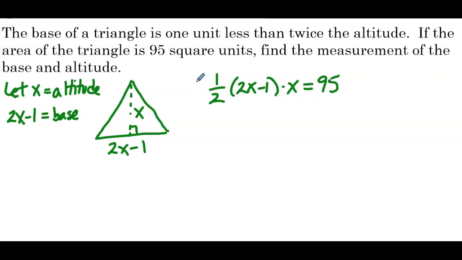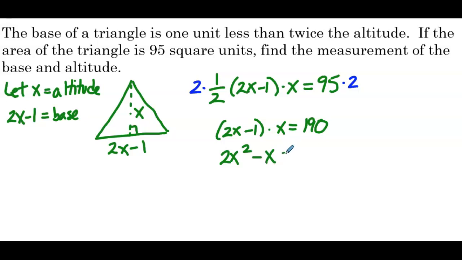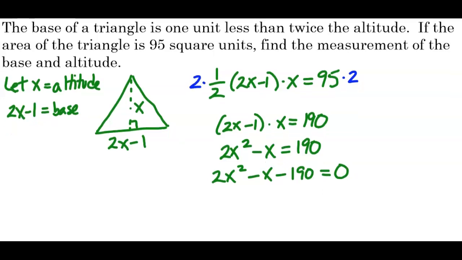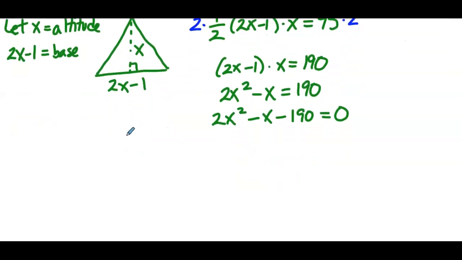So let's start by multiplying both sides of the equation by 2, so we don't have any fractions. So now we're going to have 2x minus 1 times x, which is going to be 190. We can distribute the x, so 2x squared minus x equals 190. So we'll have 2x squared minus x minus 190 equals 0. We have a quadratic, so the equation has to be equal to 0 in order for us to solve.